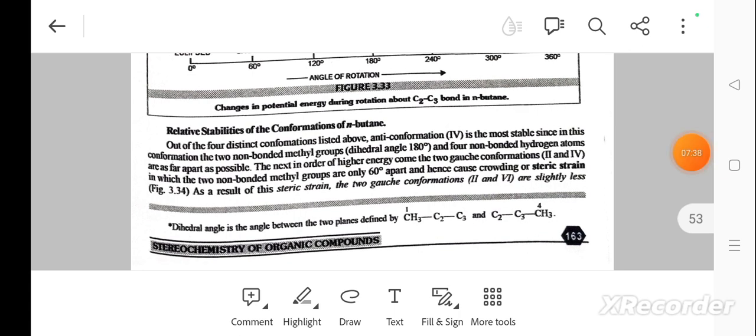Relative stability of the conformations of n-butane. Out of the four distinct conformations listed above, the anti conformation is the most stable, since in it the two non-bonded methyl groups are at a dihedral angle of 180 degrees and the four non-bonded hydrogen atoms are as far apart as possible.